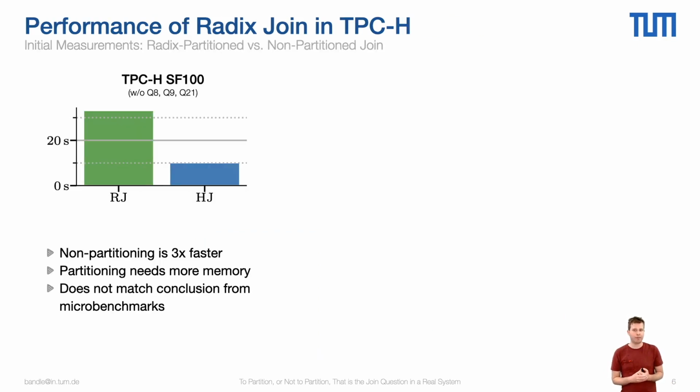With the initial measurements, we saw that the non-partitioning join is 3 times faster than the radix partitioning join. And as expected, partitioning needs far more memory. So we were not able to finish all of the scale factor 100 queries within our memory budget. That means we are excluding those 3 queries from our aggregate results for now. This did not match the conclusions we had from the micro benchmarks, where we could expect that a radix join, at least in some cases, would outmatch the hash join's performance.